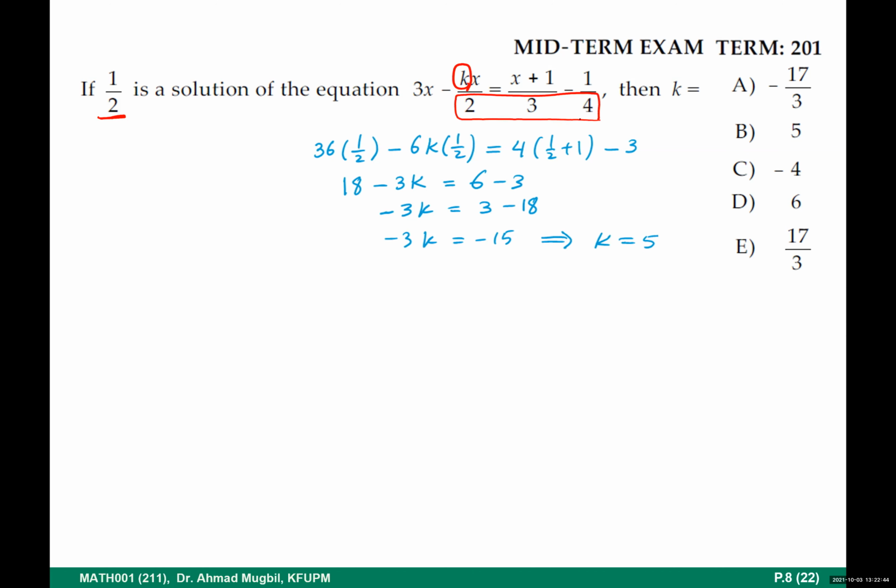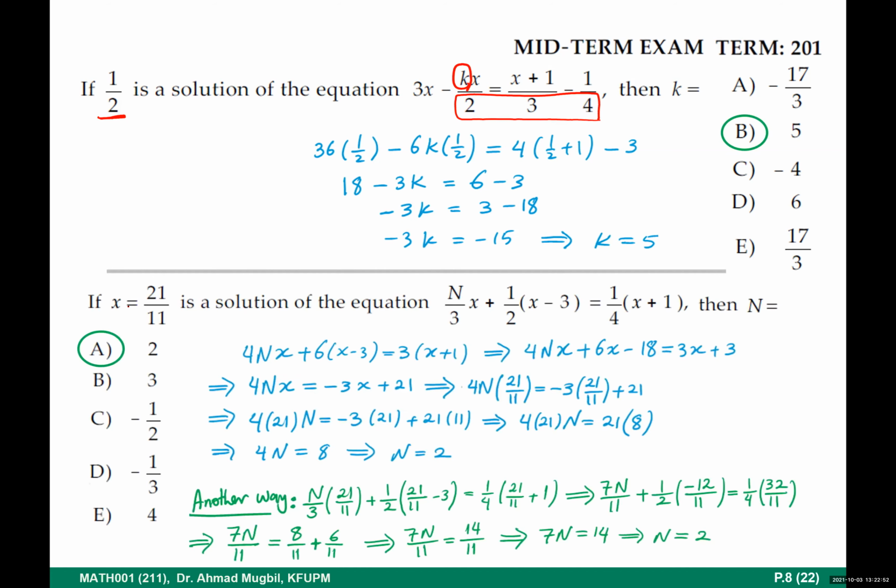By the LCD, which is what? 12. Multiply both sides by 12. Look how it will be after that. So easy. Another one also with the same idea. If x equals 21 over 11 is the solution of this equation, what is N capital? I solve it for you by using two methods.